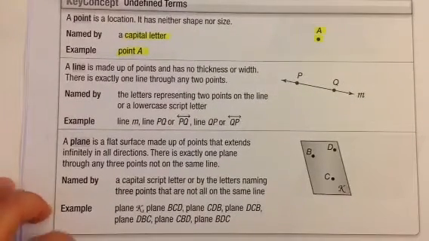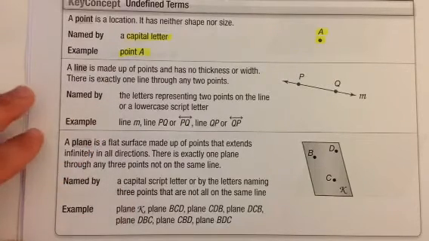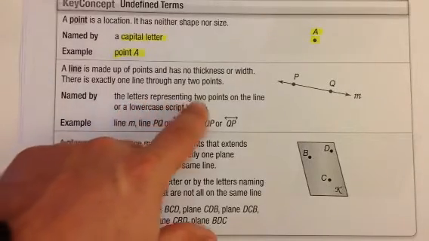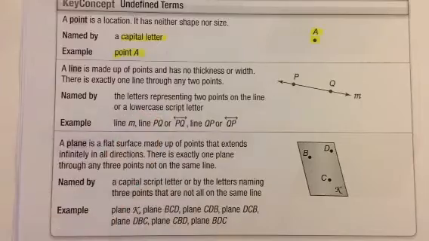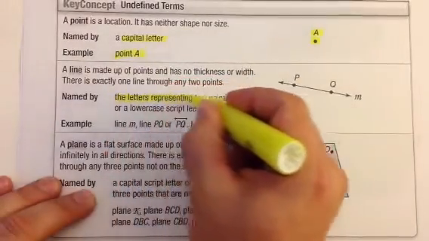Now if I string all the possible points together on a certain pathway, we get what's called a line. A line is made up of points and has no thickness or width. There's exactly one line through any 2 points. That's a very important piece of the puzzle. So under the name box, you're going to write the letters representing 2 points on the line, or a lowercase script letter. You're going to write this under the name box.